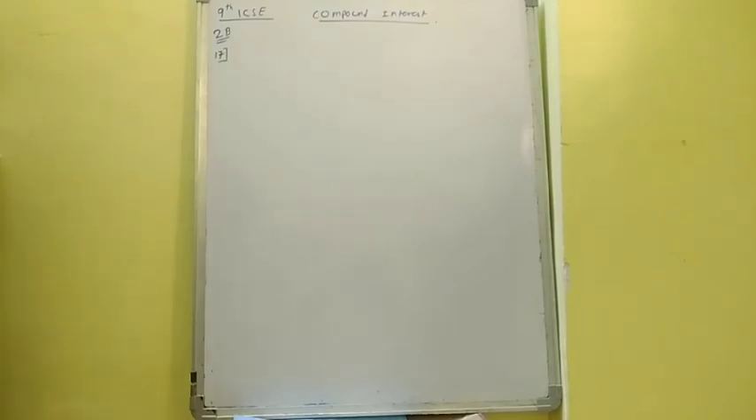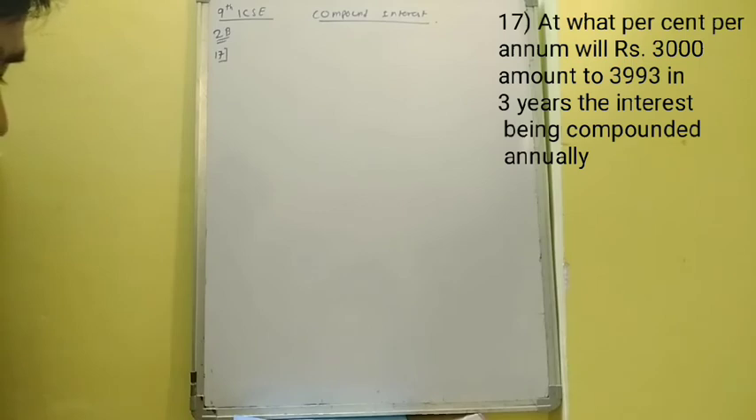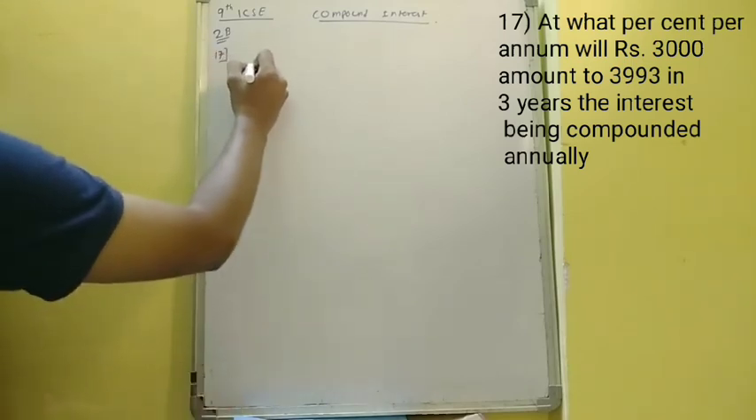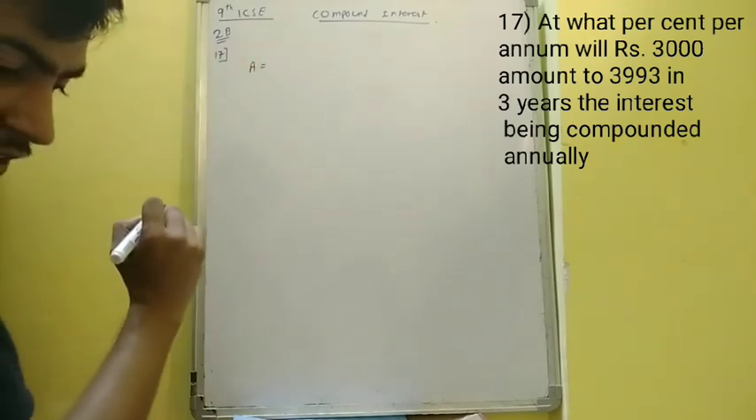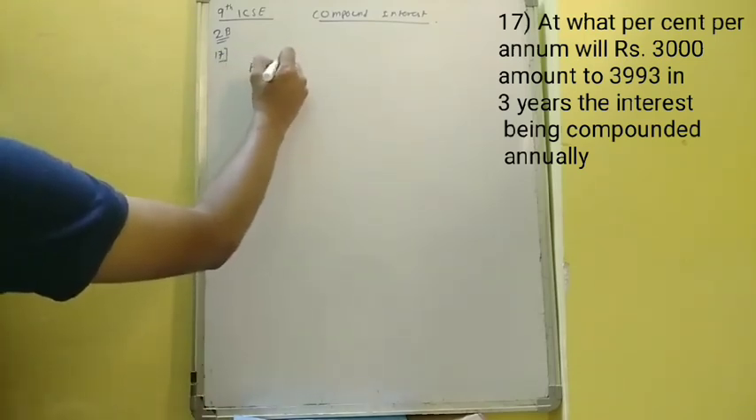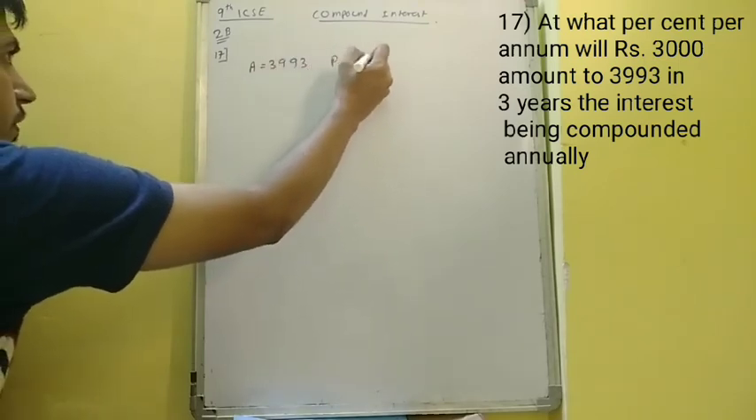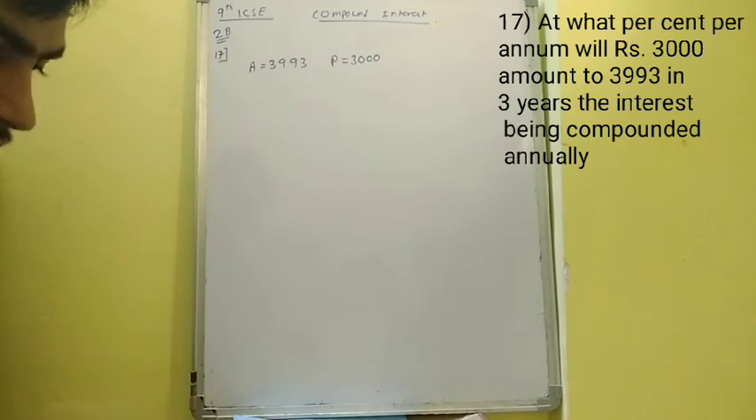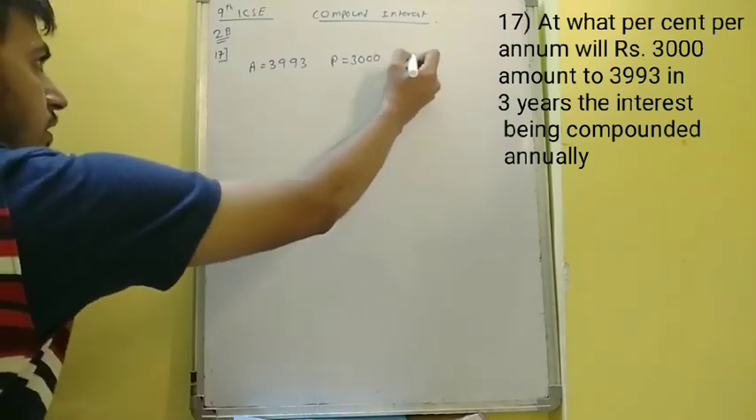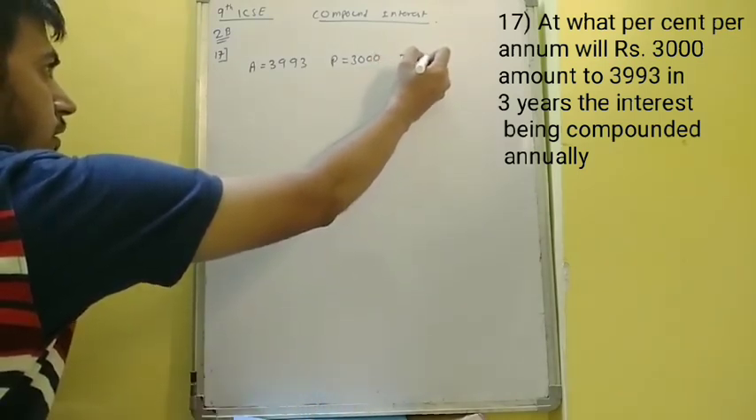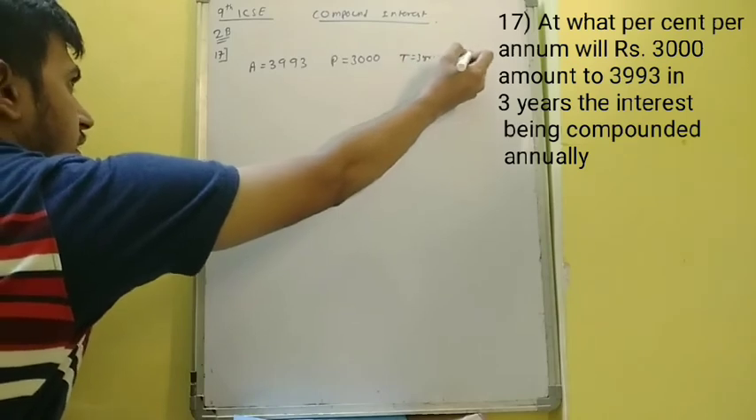Okay, the next question is, at what rate will 3000 amount to 3993? So the amount will be 3993 and the principal is 3000, in 3 years. Time is 3 years. We need to find the rate.